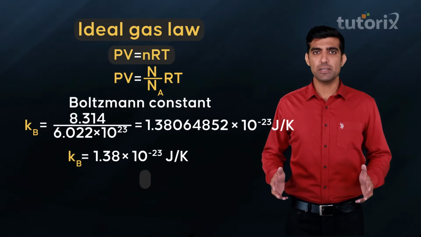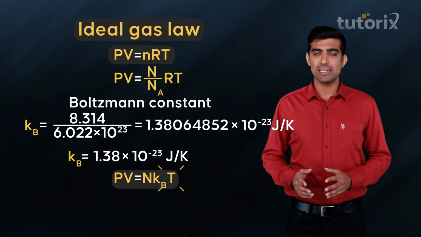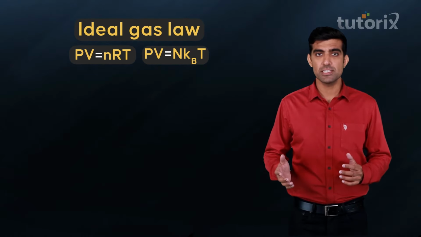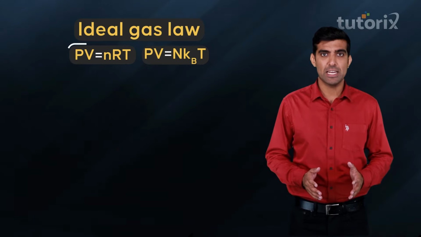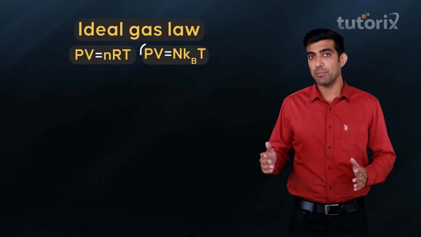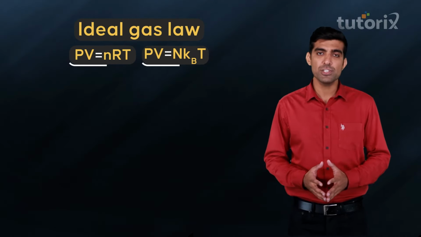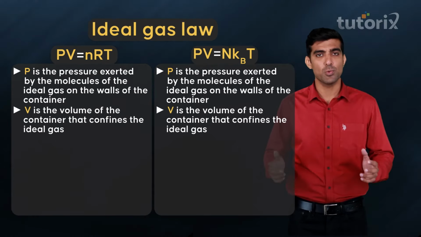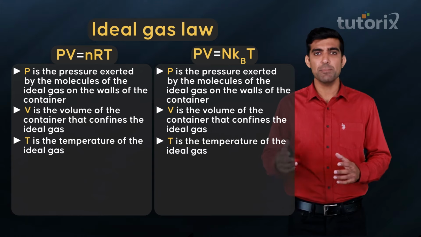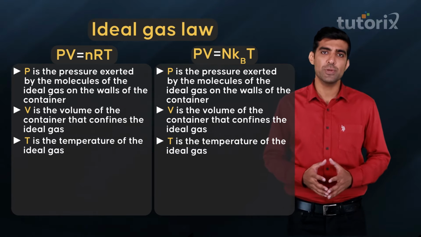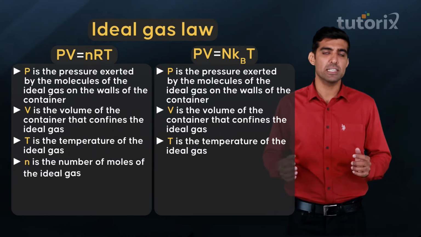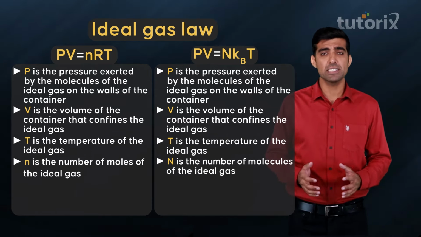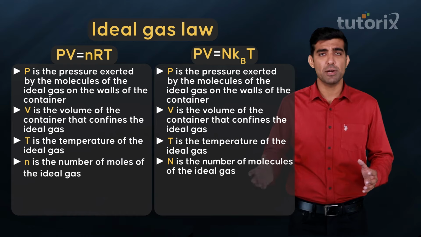So the equation becomes PV = N kBT. If we compare both equations, PV = nRT and PV = N kBT, in both of these equations, P represents the pressure of the gas, V represents the volume, and T represents the temperature. In the first equation, small n represents the number of moles, while in the second equation, capital N represents the number of molecules or number of particles.